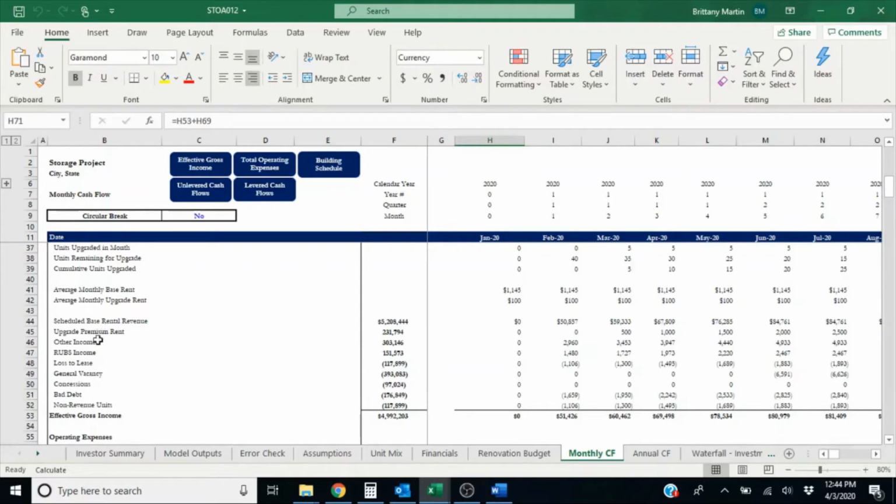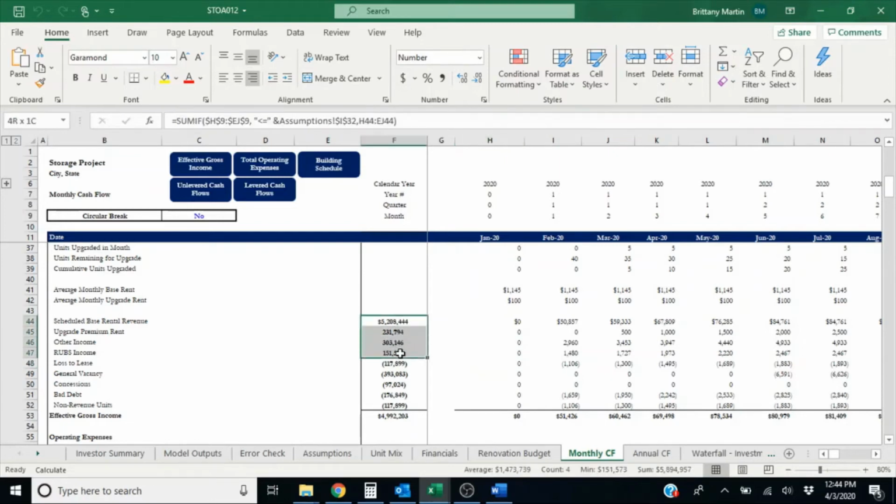Some of the items that make up effective gross income is our scheduled base rent revenue. So this is how much we're charging individuals for these storage units. We're getting a total of $5.2 million here. Then we have some upgraded premium rent, so we are renovating some of the units so they charge more rent. Then we have other income, which could be parking, and then we have RUBS income.